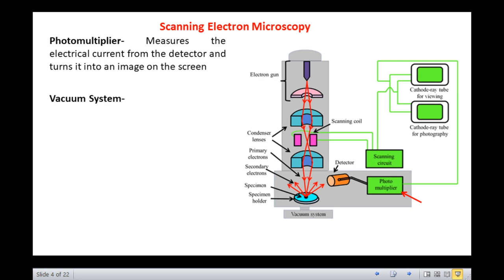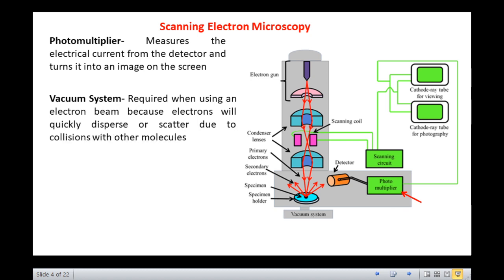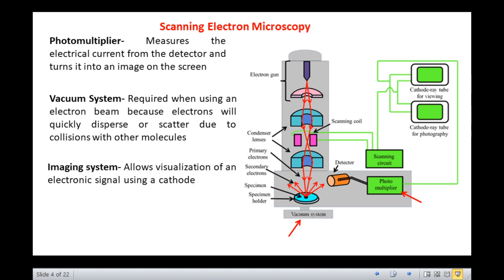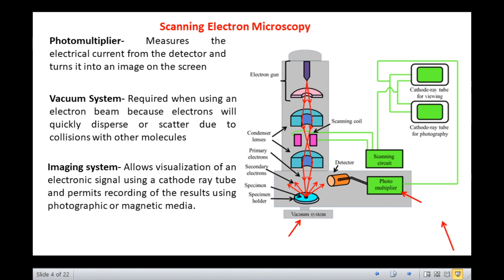Yet another part is the vacuum system. It is required when using an electron beam because electrons will quickly disperse or scatter due to collisions with other molecules. The vacuum is generally created using a diffusion pump. The next is the imaging system. It allows visualization of an electronic signal using a cathode ray tube and permits recording of the results using photographic or magnetic media. However, in recent years, liquid crystal display, that is LCD, has replaced cathode ray tube and the image is recorded in digital format.